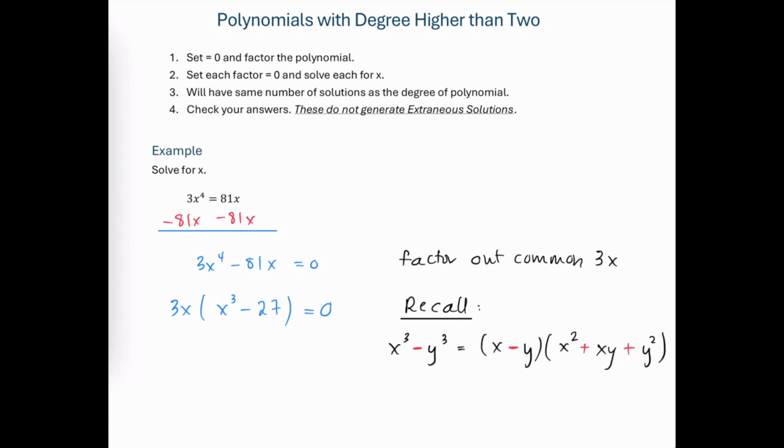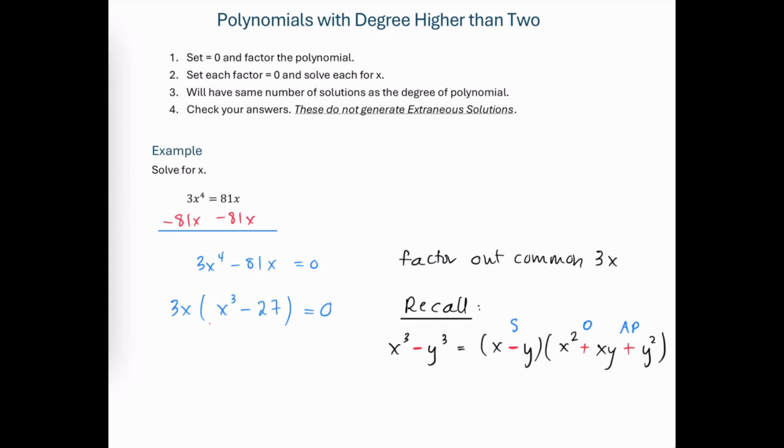And the acronym that helps us remember the signs in this difference of cubes factorization is S for the same sign as the original. Then we have O for the opposite sign of the original. And this last sign is always positive. And this acronym spells SOAP, same, opposite, always positive.